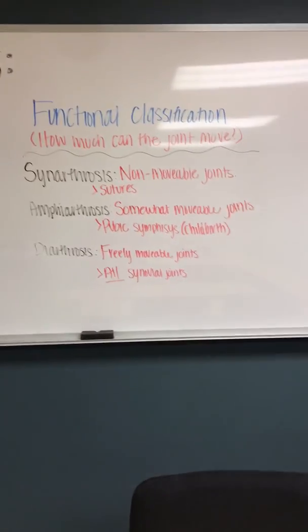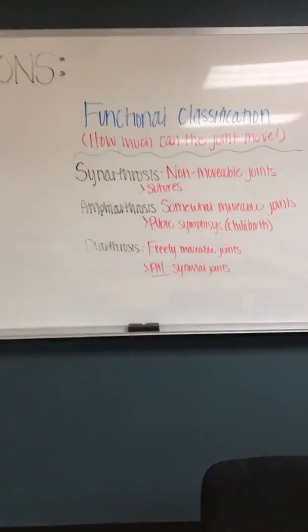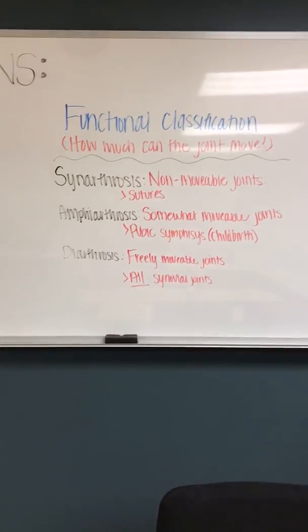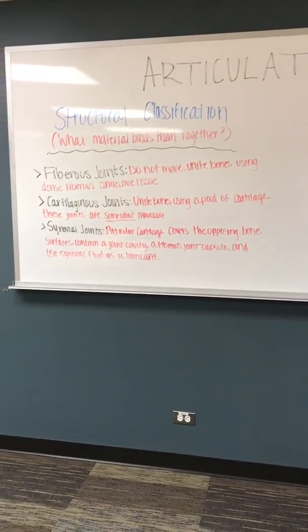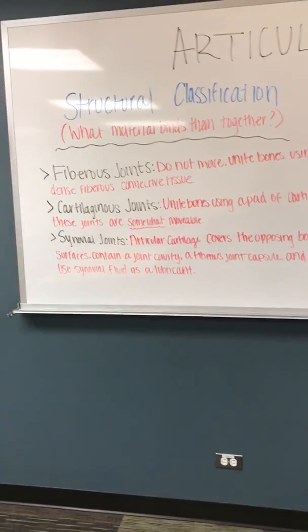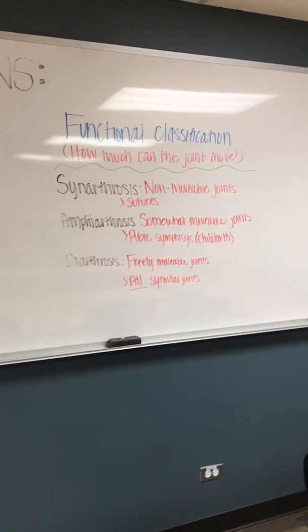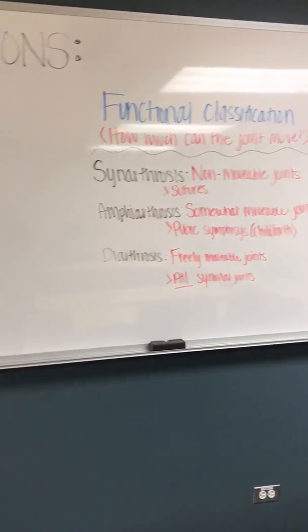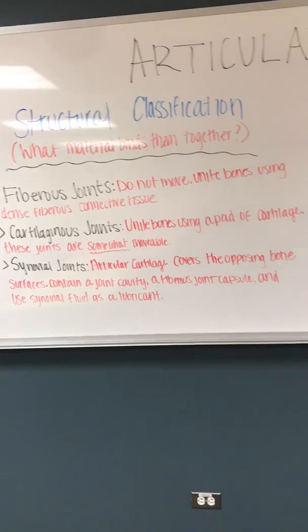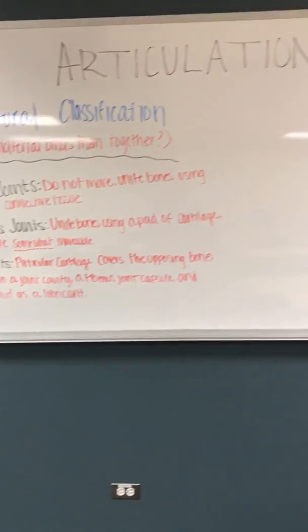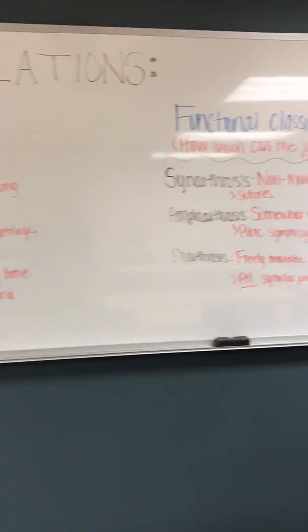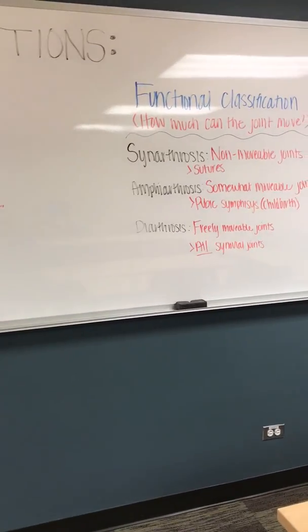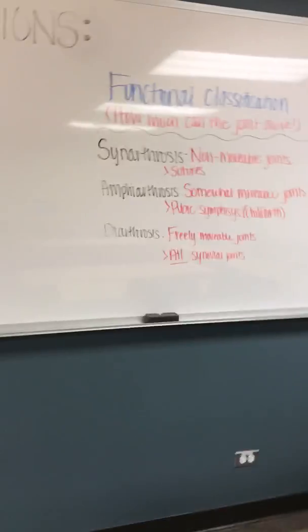And all of our synovial joints are diarthroses. And to kind of tie the two together, if you look at fibrous joints, they don't move, so that would make them synarthroses. Cartilaginous joints are somewhat movable, which would make them amphiarthroses. And then obviously all synovial joints are diarthroses.